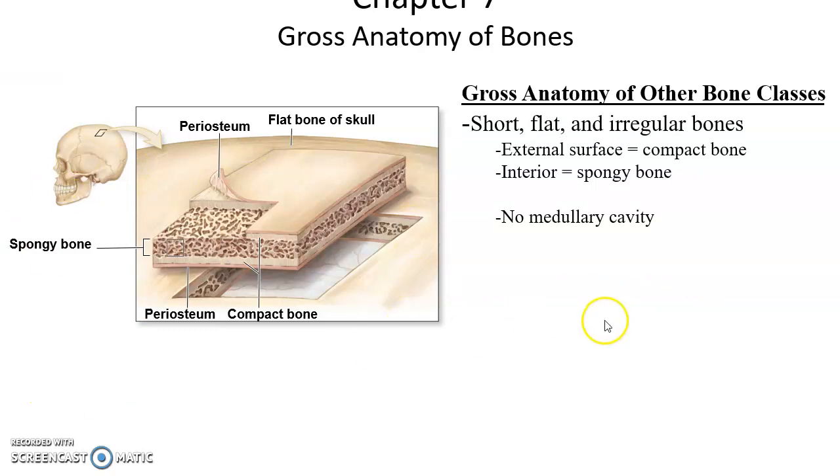Other bones, the short bones, flat bones, and irregular bones, they all do not have a diaphysis. They have no shaft. They do have external compact bone and internal spongy bone. There's no medullary cavity because, again, there's no diaphysis. And they do indeed have the periosteum covering the external surface of the bones, and the endosteum on the inside, covering inside the bones.